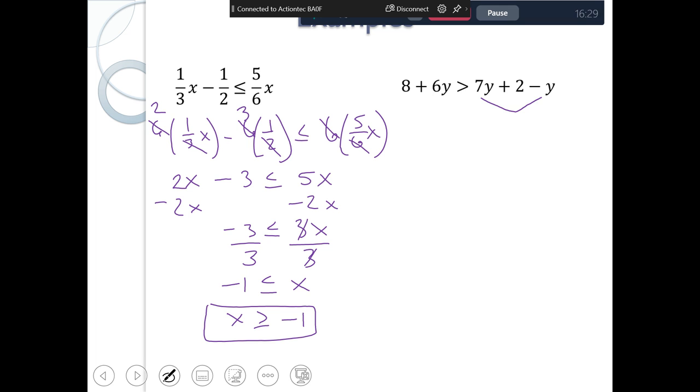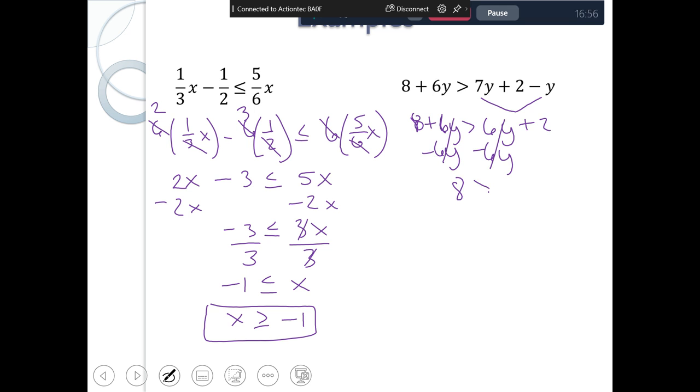All right. So here I have like terms. I have 7y minus y. So that's going to become a 6y plus 2. Okay, this is a perfect example of why we need to add or subtract our variable before our constant, okay? So I am going to subtract 6y from both sides.